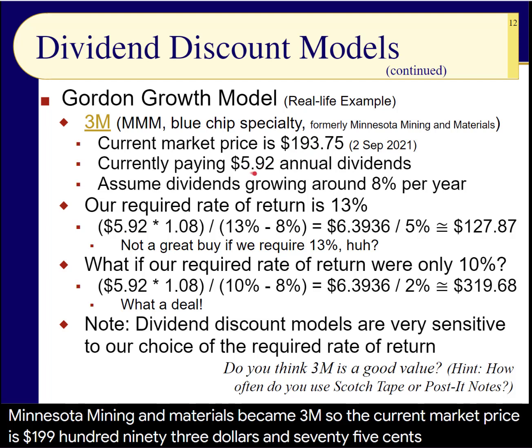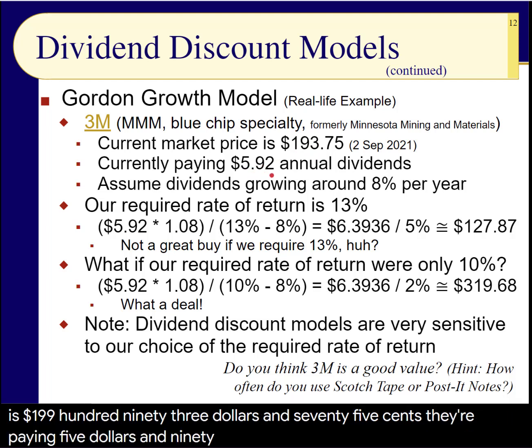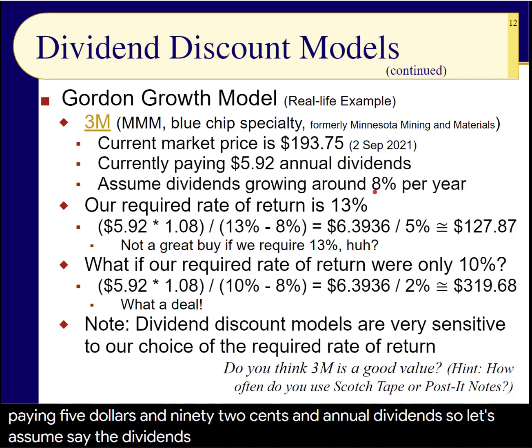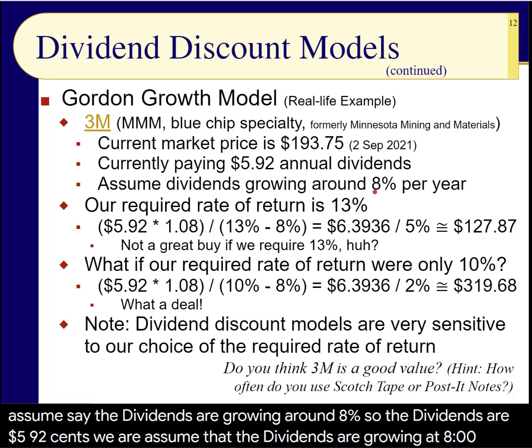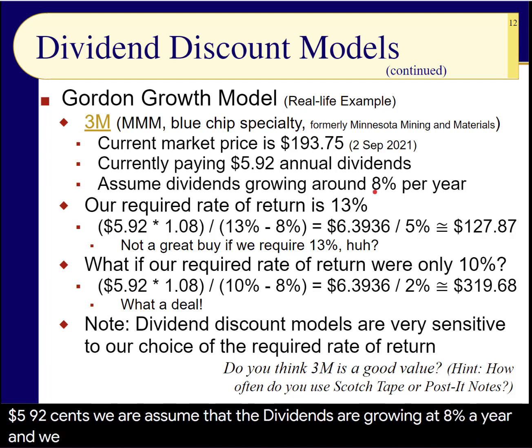So the current market price is $193.75. They're paying $5.92 in annual dividends. Let's assume the dividends are growing around 8%. So the dividends are $5.92, we assume they are growing at 8% a year, and we are going to assign a required rate of return of 13%. Very aggressive.